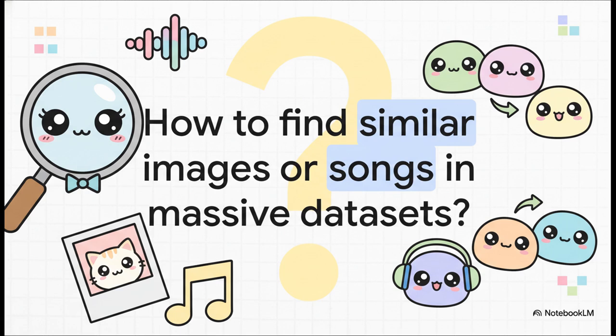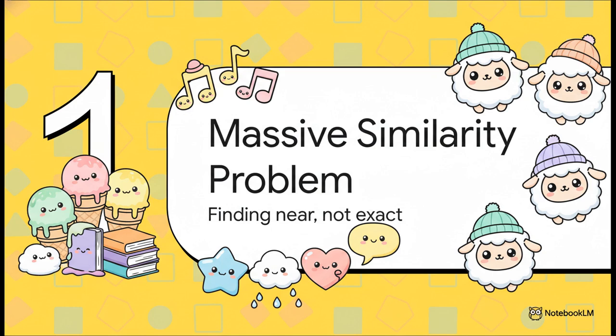I mean, seriously. Comparing what you're looking for to every single item out there one by one, that would take, well, basically forever. The scale of this problem is just staggering, and there's a name for it: similarity search. So let's be clear, the main challenge here isn't about finding an exact copy. Nope, that's actually the easy part for a computer. The real magic, the tricky part, is finding things that are just near each other. Stuff that's visually similar, or sounds similar, or even just reads in a similar way.